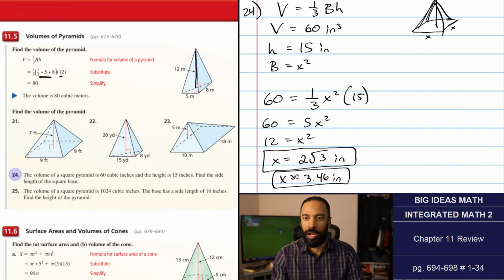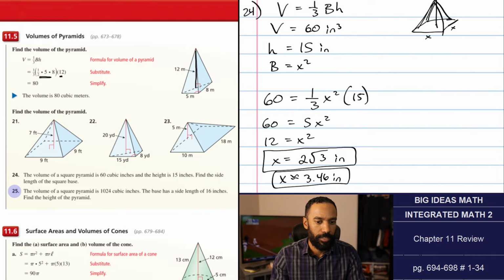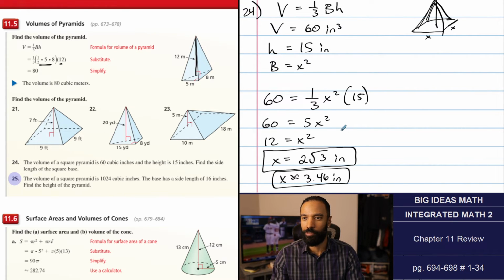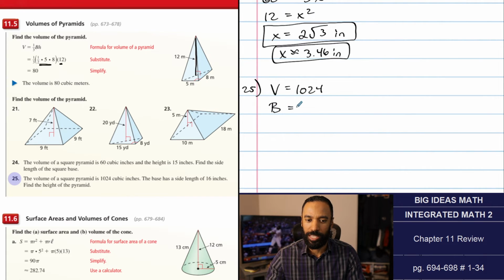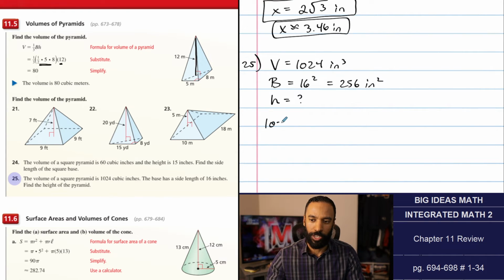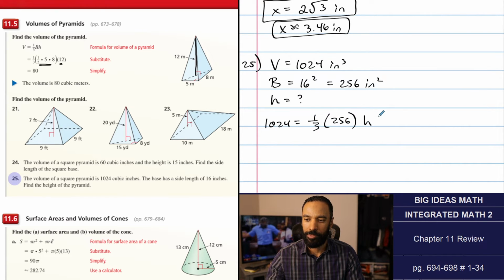All right. Number 25. Another volume. Another square pyramid. This time we're trying to find the height. So the volume is 1,024 cubic inches. It's still a pyramid. The base has a side length of 16 inches. So area of the base, 16 squared, is 256 square inches. And height is unknown. So this time, volume, 1024, equals 1/3 area of base times height.